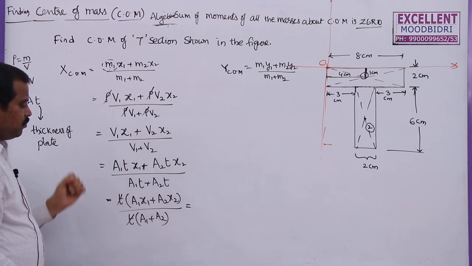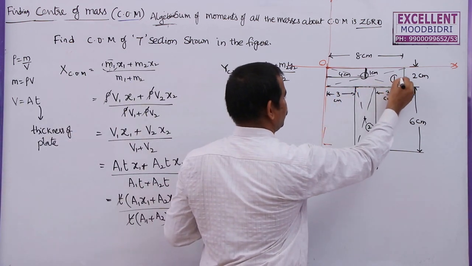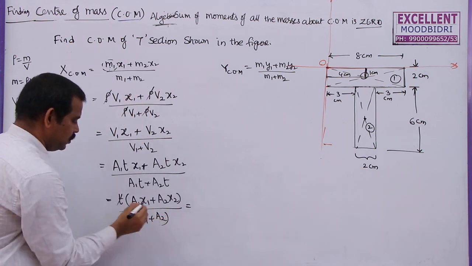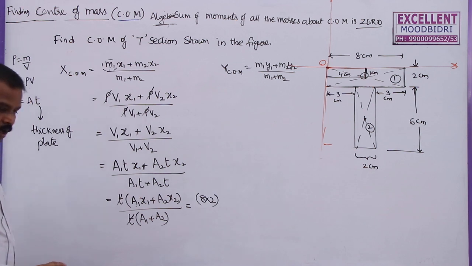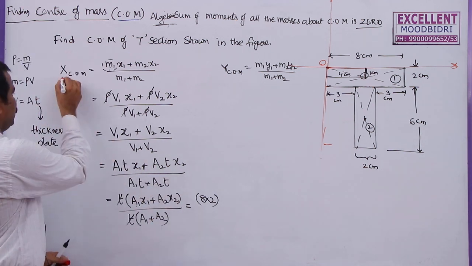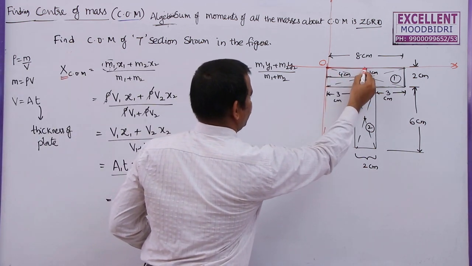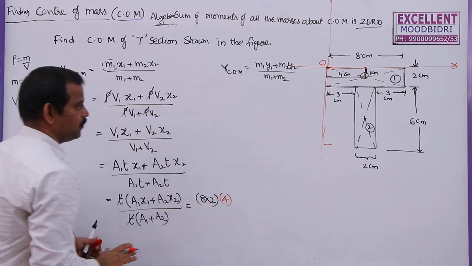That x coordinate is the center of mass. What is the area of the first one? As it is the first part, the area is 8 into 2, that is 16 cm square. So area 8 into 2, and what is the position of the center of mass for this one? As I am finding the x coordinate, this x is equal to 4, from here to here this is 4. So let me take this as 4 for x1.